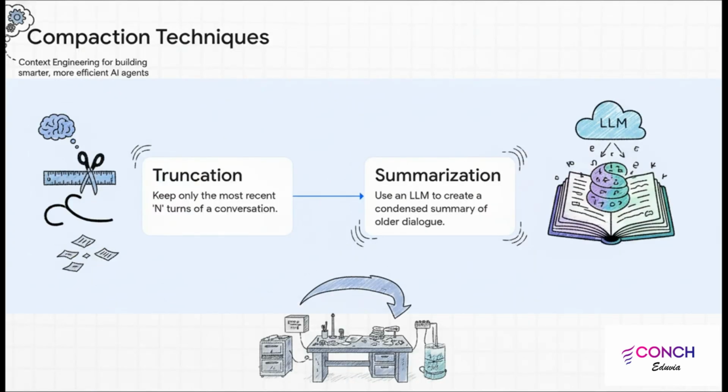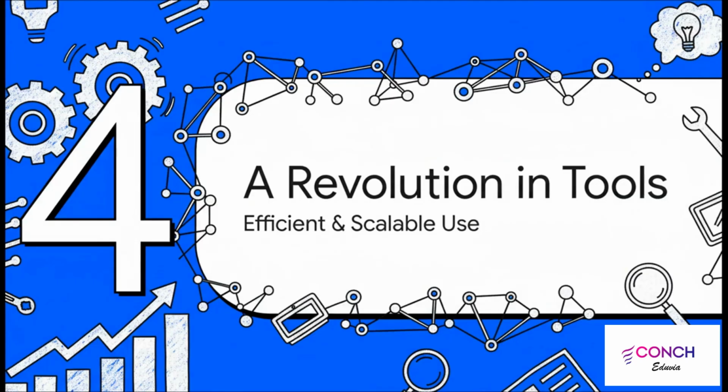And to keep that workbench from getting completely out of control during a long project, we use what are called compaction techniques. The simplest strategy is truncation, where you just decide to only remember the last, say, 10 turns of a conversation. A much smarter approach is summarization, where you have an LLM periodically create a condensed summary of the older parts of the chat to save space.